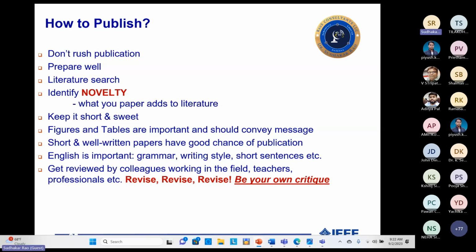So you need to revise a lot. You do a couple of revisions, and once you're happy with your paper, then only you submit. Don't just finish writing and then submit. Initial submission will have a lot of errors. You don't want the reviewers to point those mistakes out. So just be cautious.